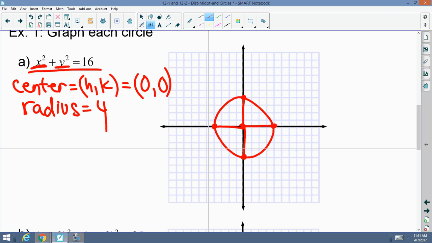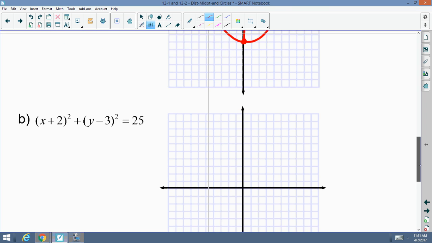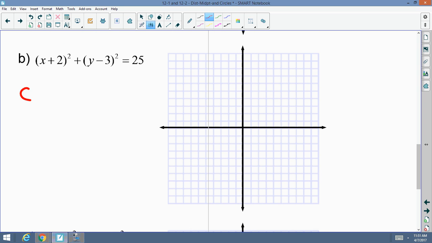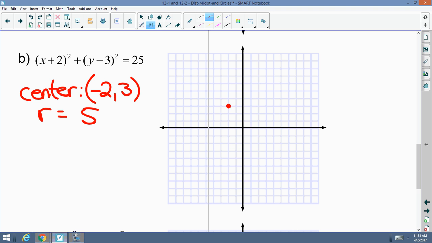We good so far? All right, let's crank it out. What's my center here, gentlemen? I love it. Good job, guys. Negative 2, 3. What's my radius, my brothers? Bam. So, graph my center: negative 2, 1, 2, 3. Now I'm going to go 5 up, 1, 2, 3, 4, 5.